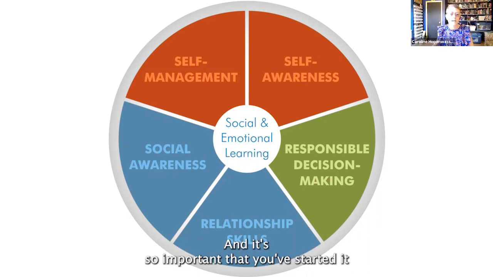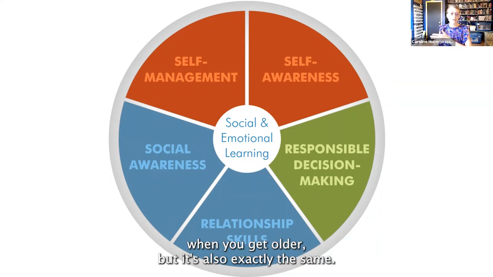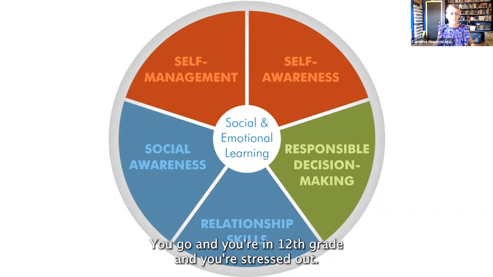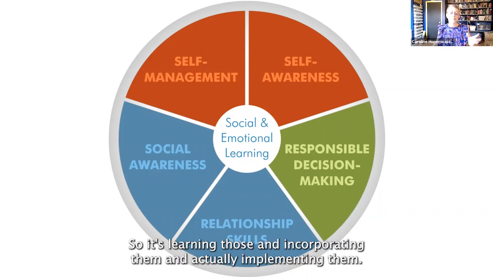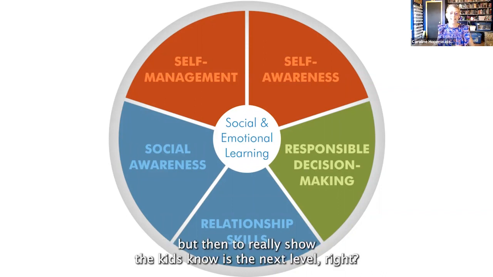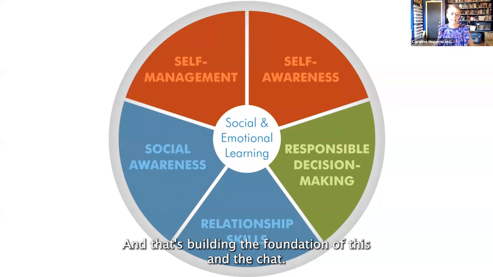Yeah. And it's so important that you've started it with the tiny people, because it is different when you get older, but it's also exactly the same. You have that strategy that you learned in kindergarten. You go and you're in 12th grade and you're stressed out, you still deep breathe. You're an adult, you're stressed out, you still deep breathe. So it's learning those and incorporating them and actually implementing them. Because one thing we can say we know what to do, but then to really show the kids know is the next level, right? They're telling each other and helping each other. That's amazing. And that's building the foundation of this.